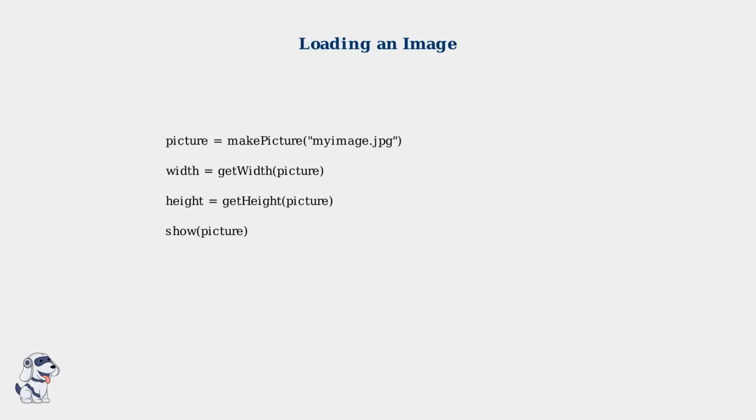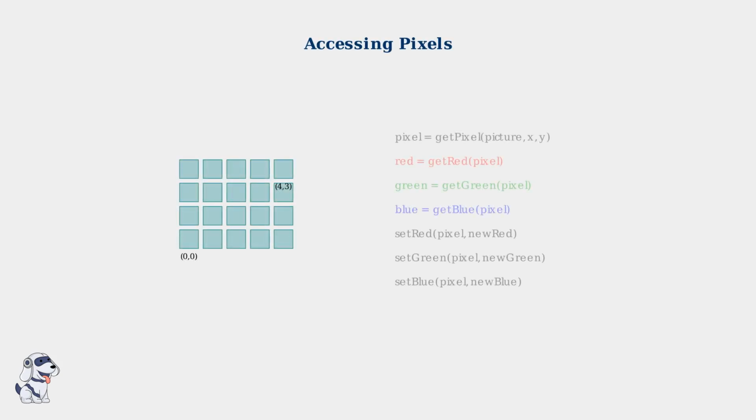In JES, we start by loading an image using the makePicture function. This creates a picture object that we can manipulate. We can then get the width and height of the image to understand its dimensions. To access individual pixels, we use the getPixel function with x and y coordinates. Once we have a pixel, we can get its RGB values using getRed, getGreen, and getBlue functions. We can also modify these values using setRed, setGreen, and setBlue.